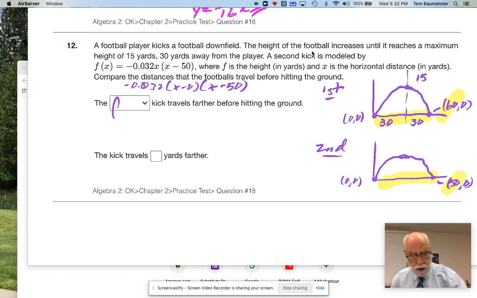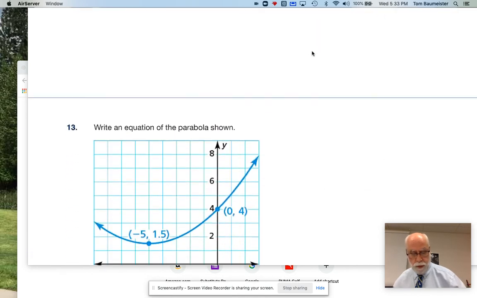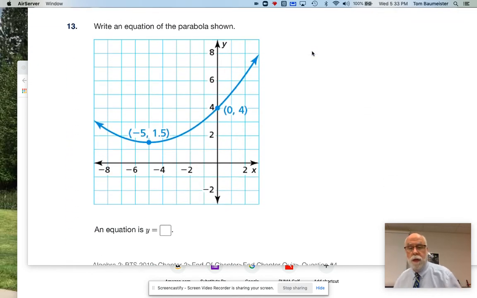So you'll have on the drop menu first, and then how far does it go? Farther? Oh, it goes 10 yards farther. Okay? And I believe that is where I finished with everybody. So 13 is new.